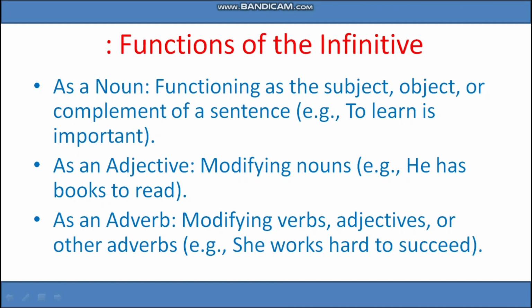Acts as an adjective. Infinitive can act as an adjective modifying a noun. For example, he has books to read. Books for what? To read. This to read modifies books. And we know that when a base form of verb is preceded by to, it is our infinitive.